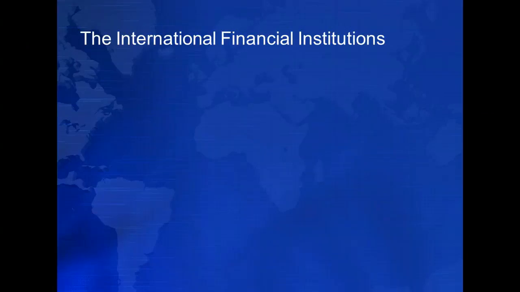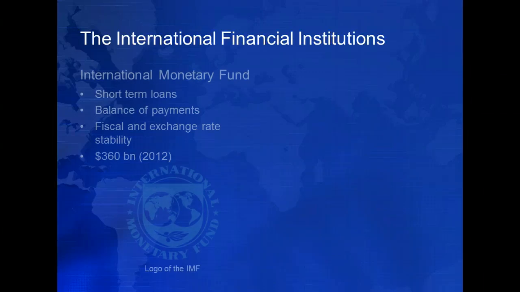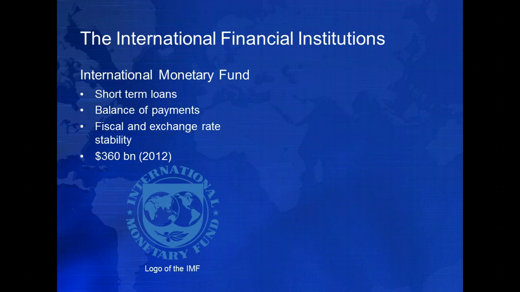The system that was created was the Bretton Woods system and centered on two key international institutions underscored by the US dollar-based reserve system discussed in the previous lecture. The International Monetary Fund would be responsible for providing short-term loans to aid countries in meeting balance of payments obligations. The primary purpose of the organization was thus to provide fiscal and exchange rate stability for the global economy. Today, the IMF has a total lending capacity of about $360 billion.